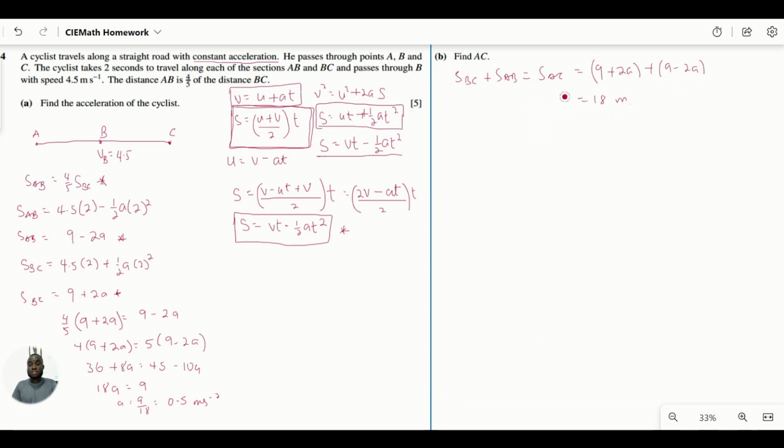Of course, it happened this easily because of the approach we took. In a different context, we may have expressions involving displacement that will need the value of the acceleration that we have calculated to arrive at the answer. But in any case, so long as you use any of these equations appropriately with the given information, and you do the algebra right, you're likely to get A to be 0.5 meters per second squared, and the distance AB to be 18 meters as required.